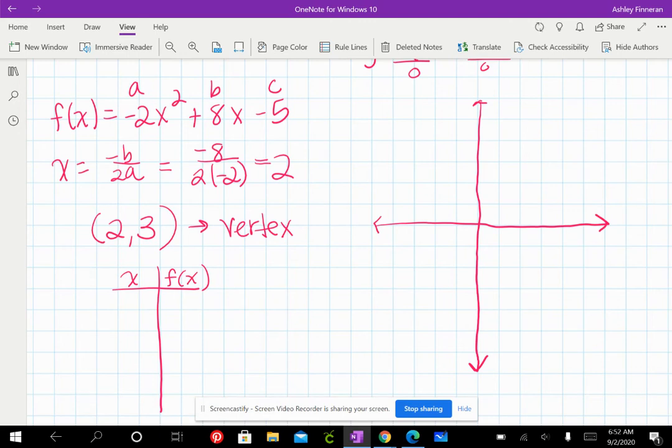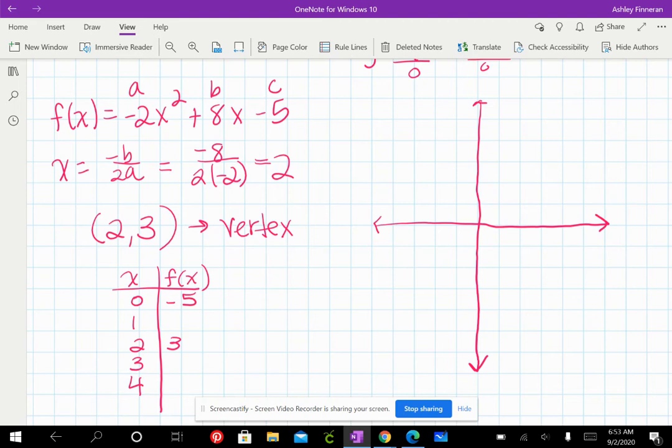Unlike when we're in vertex form, you don't need to create a parent table and a transformation table, because we don't know the transformations for this function. So in order to graph a parabola, we need some points on either side of the vertex so we can get a good picture of it. So in my table, I stick the vertex in the middle, and then I pick some x values below and some x values above, and then plug and chug. So 0, we talked about a minute ago, gives us our y-intercept. If you plug 0 in, the x's become 0, so you're left with negative 5.